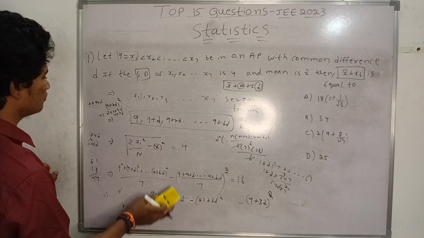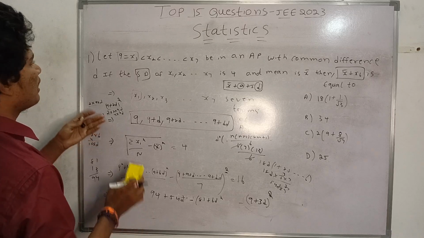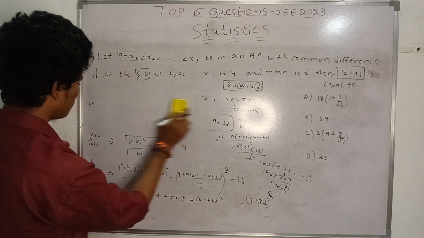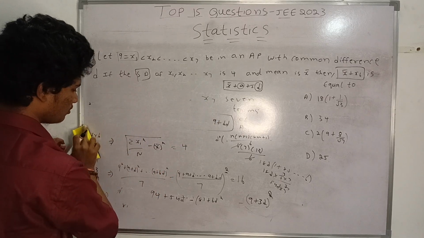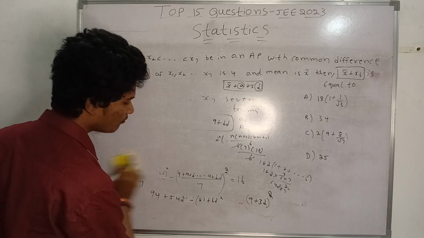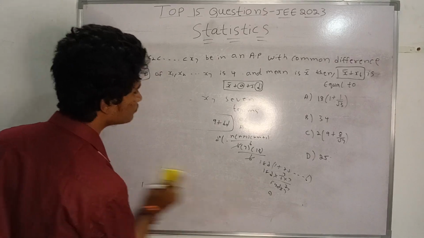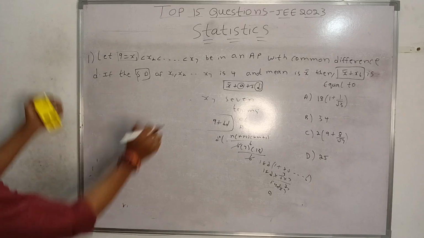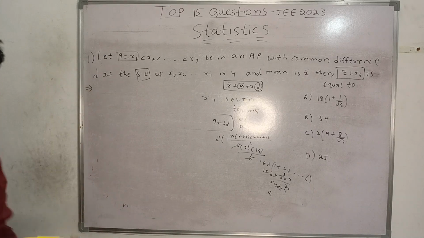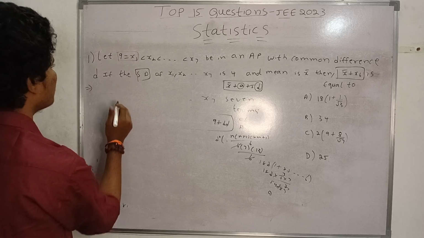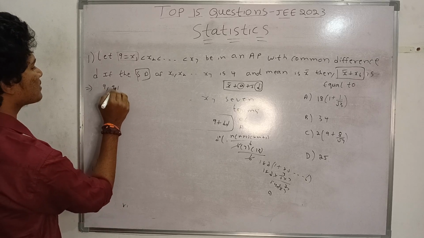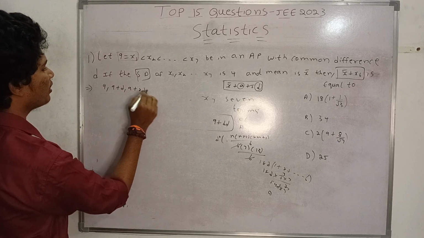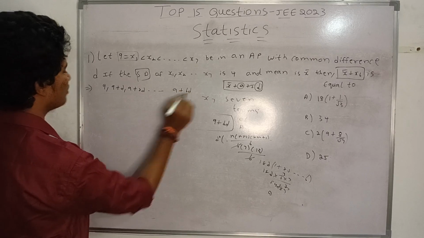One second, I will do it neatly, because if you make a plus or minus error, it is very difficult for you to do it again. So I am doing it again: 9 plus D, 9 plus 2D, up to 9 plus 6D.